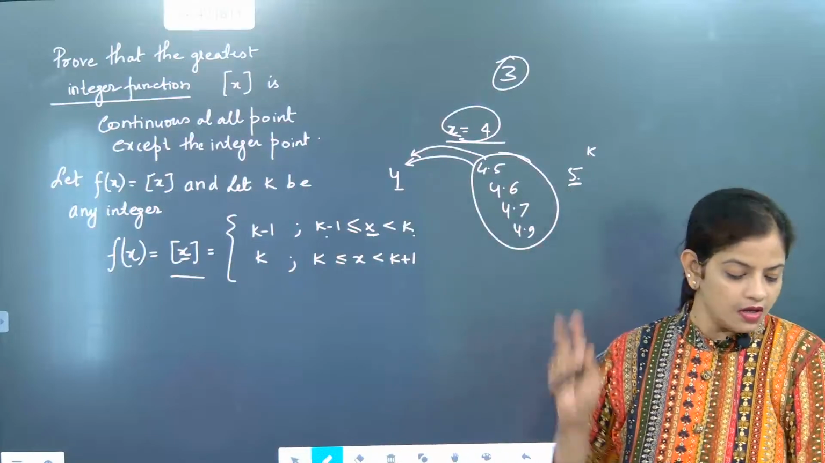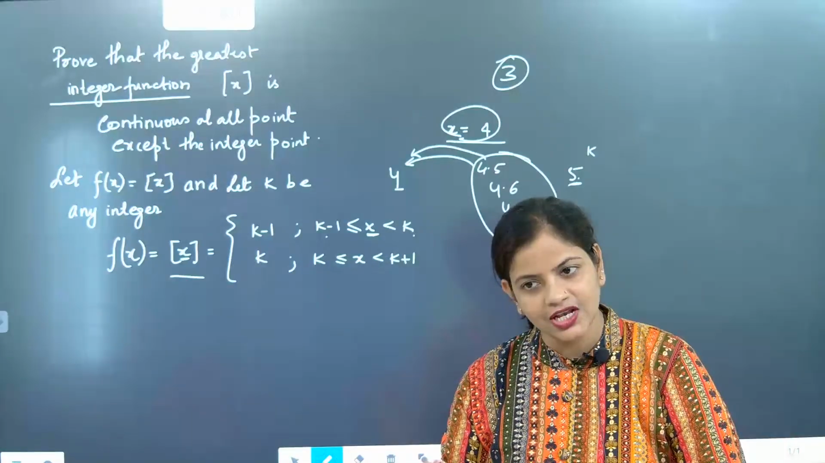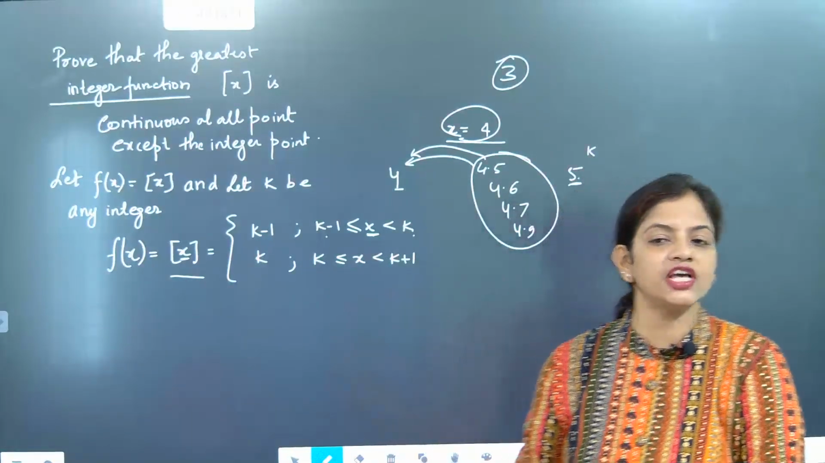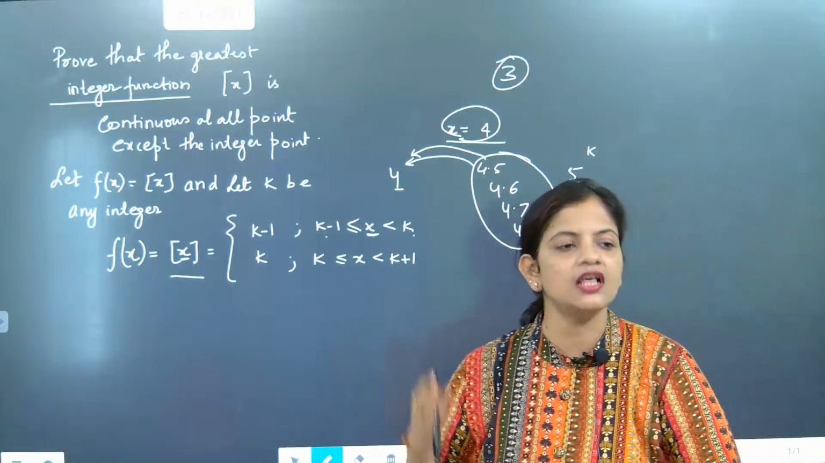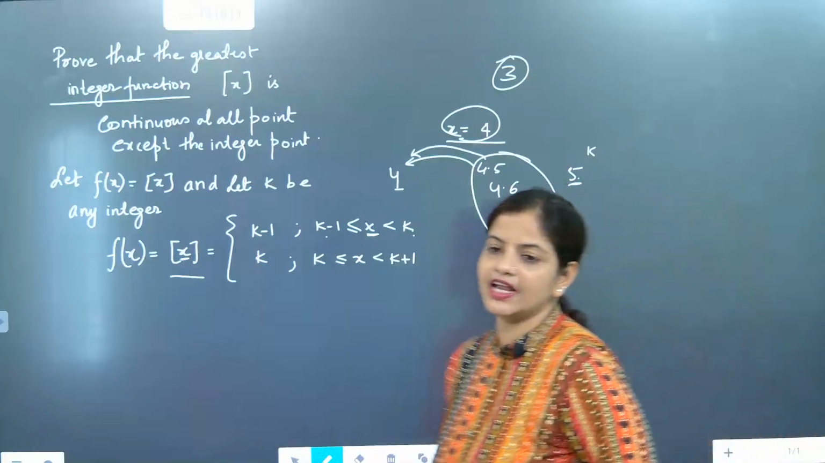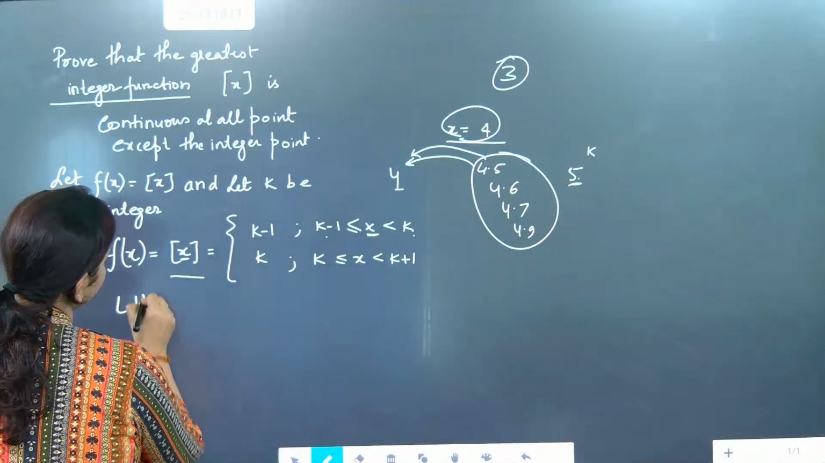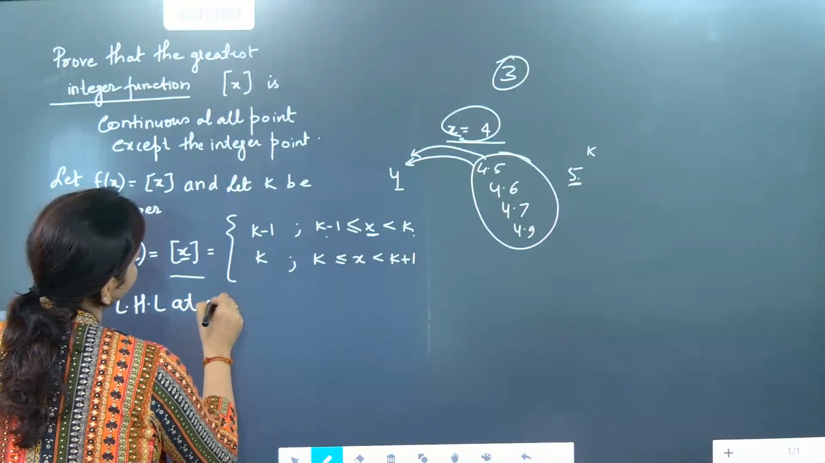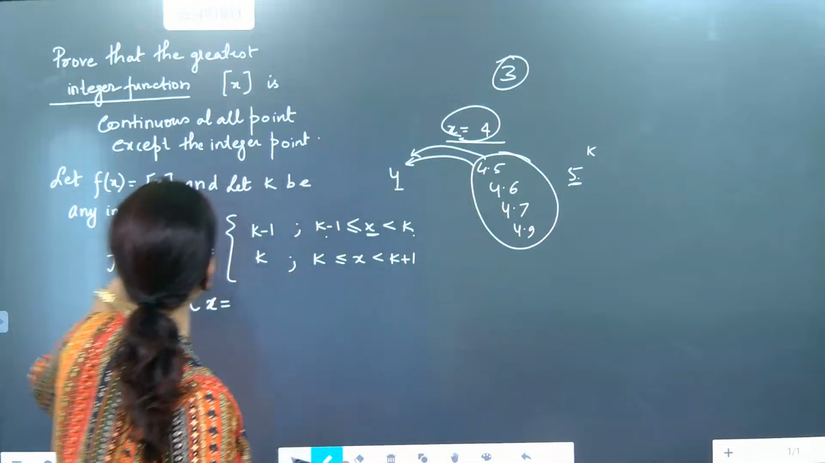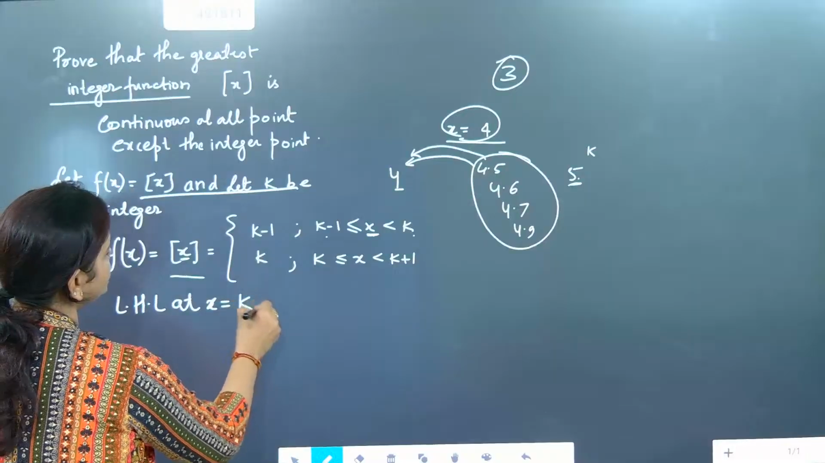So now we are going to define it for LHL and RHL. LHL is what, beta? Left hand limit. And what is RHL? Right hand limit. Now we are going to define it for LHL and RHL. So now let's start. LHL at x equal to what value? LHL at x equal to k we are going to take, because we have taken that this is defined for k.